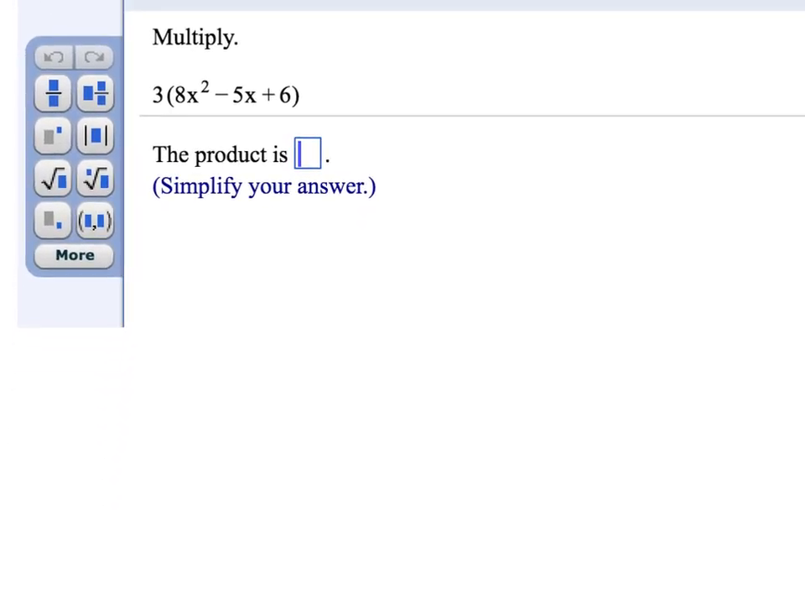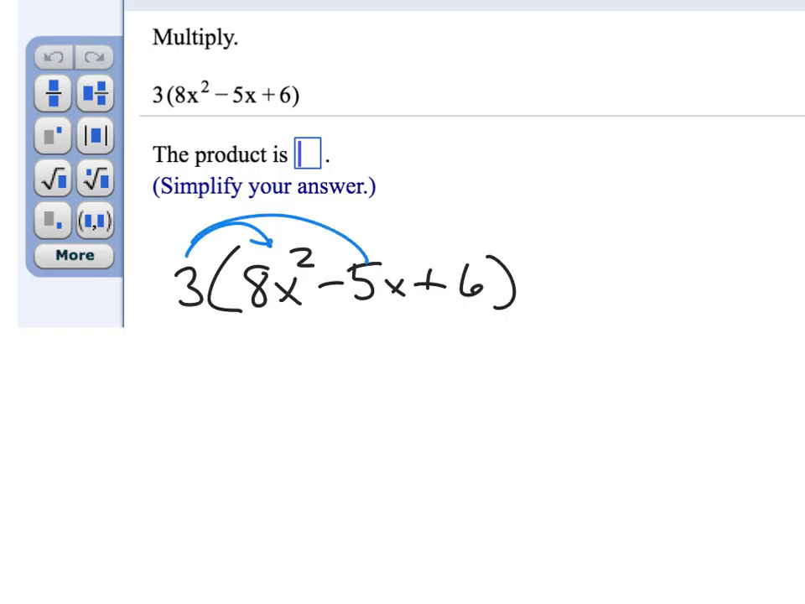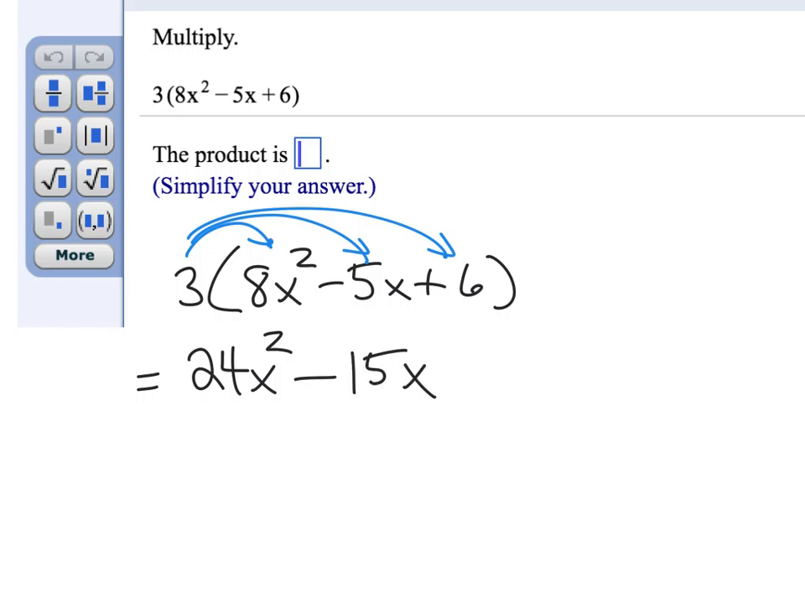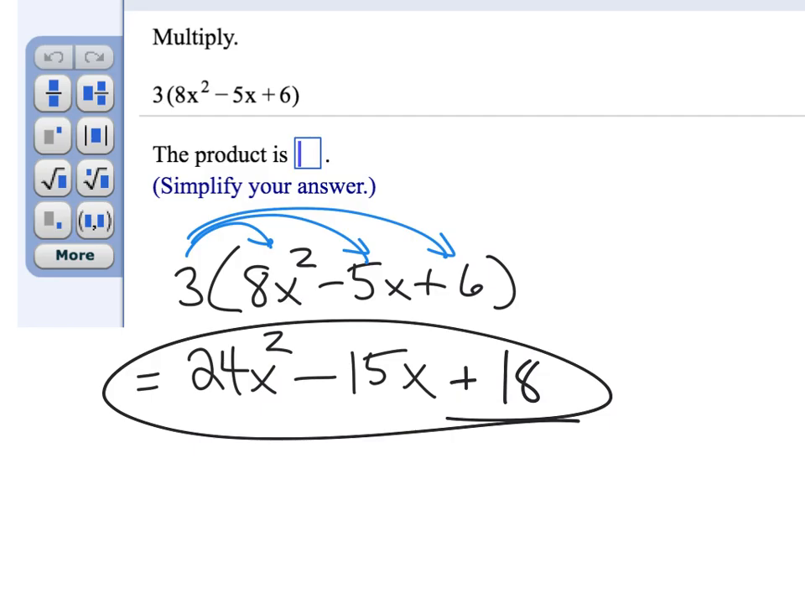And then here, it's just a big problem, but this is probably one of the easiest of them all so far. So 3 times the quantity 8x squared minus 5x plus 6. So we've got this 3 being multiplied by everything inside the quantity. So think about this as a positive 3. So 3 times 8 is 24. So it's 24x squared. And then think of this as 3 times negative 5, so that becomes negative 15x. And think of this as 3 times positive 6, which is positive 18, and there is your answer.